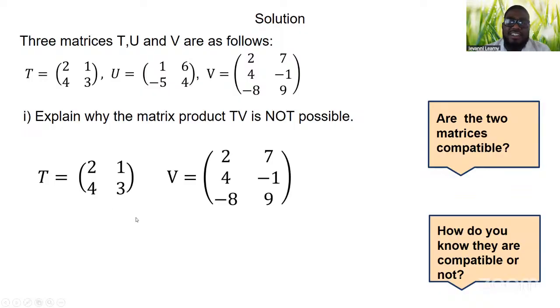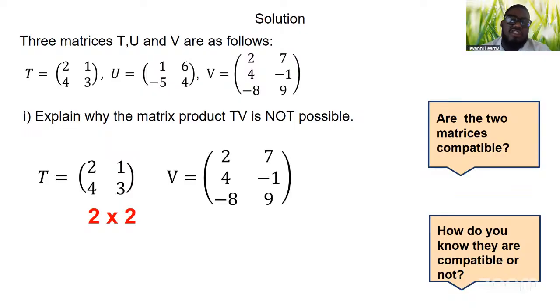All right, let's see. So we have the matrix T. Now, why is it a 2x2? That's how we actually call it. It has 2 rows, and rows go from left to right. So we have 2 rows and we have 2 columns. So that is how we get the 2x2.